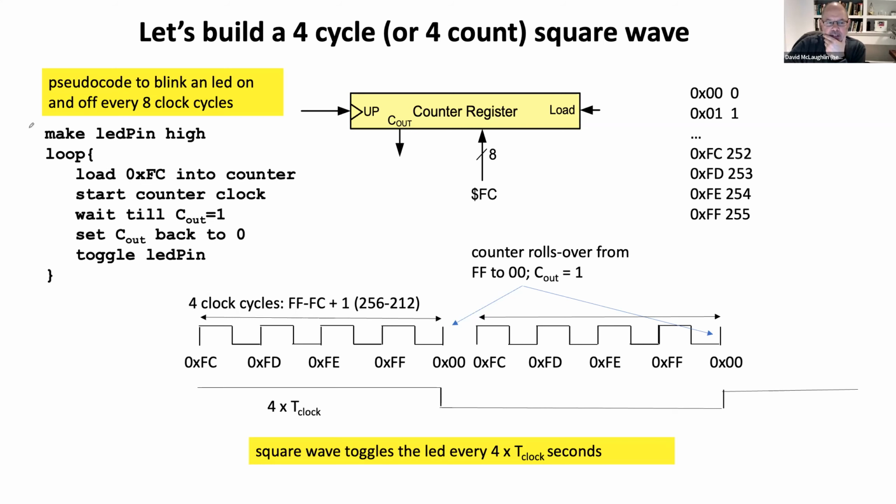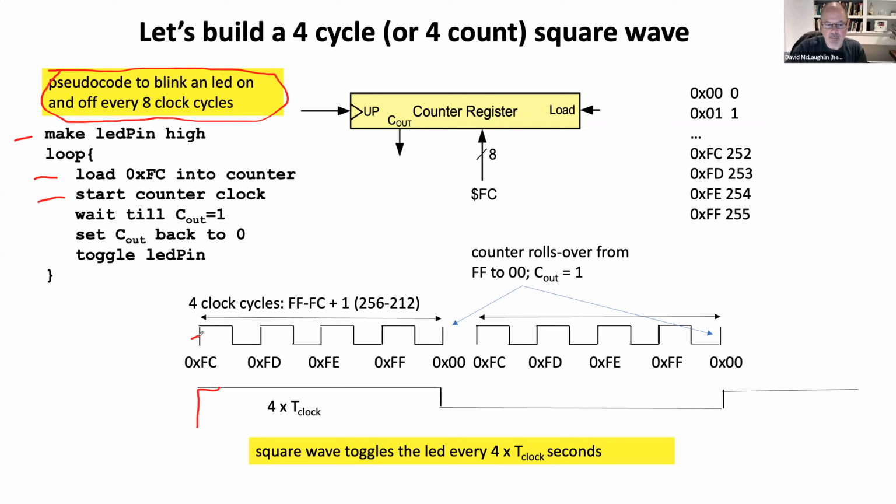So in this particular code, what I want to do is have some pseudocode that'll cause an LED to blink on and off every 8 cycles. Meaning, in 8 cycles, I want it to have been on and then off. So it's on for 4 and off for 4. So we first make the LED pin high, right? That's right here. We make that pin high. I load 0xFC into the counter, and I start the counter clock.